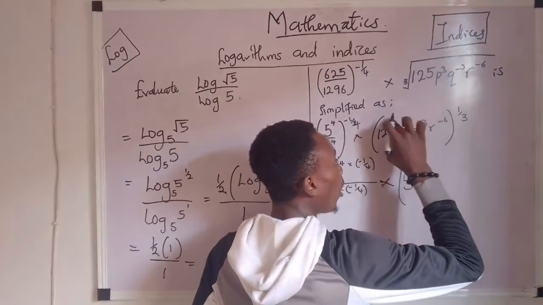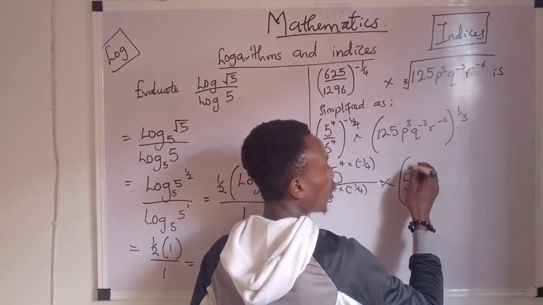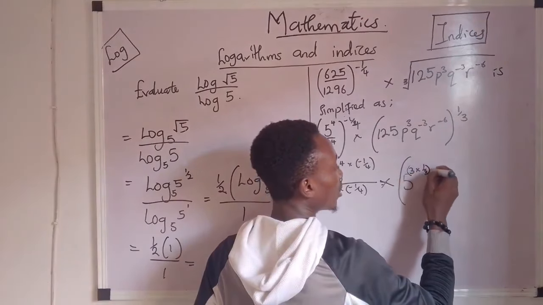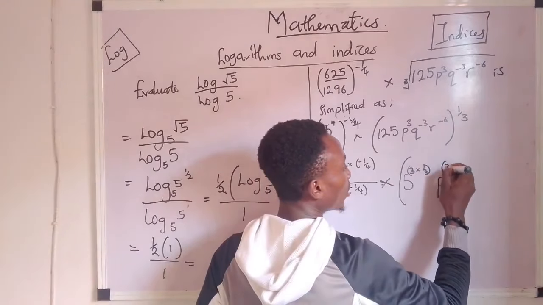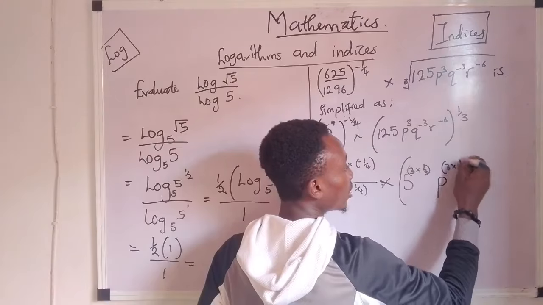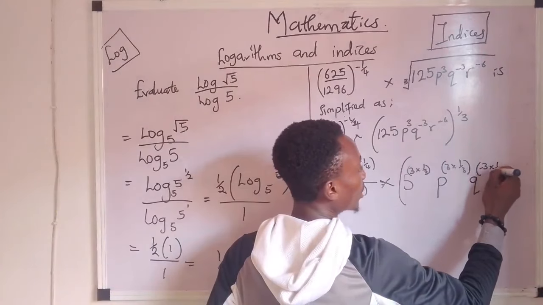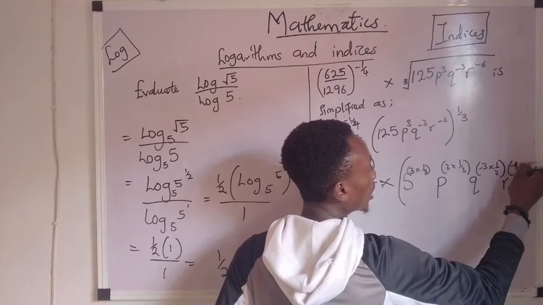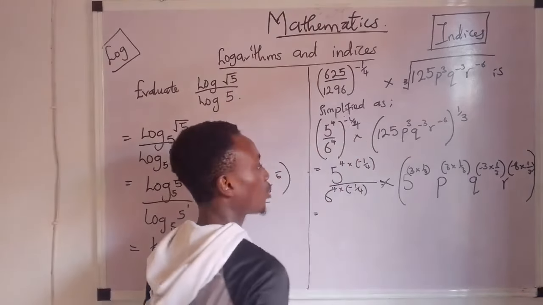Now, all the values will be multiplied by this power. Every single one. So that 5 raised to power 3 times 1 over 3, p raised to power 3 times 1 over 3, 2 raised to power minus 3 times 1 over 3, and you have r raised to power minus 6 times 1 over 3. Now this will actually give us what?